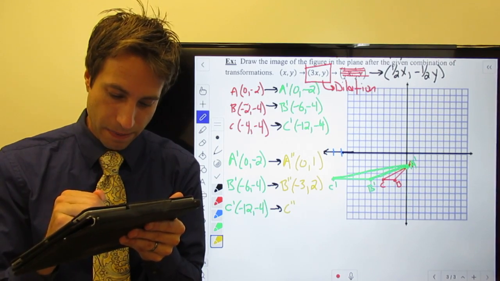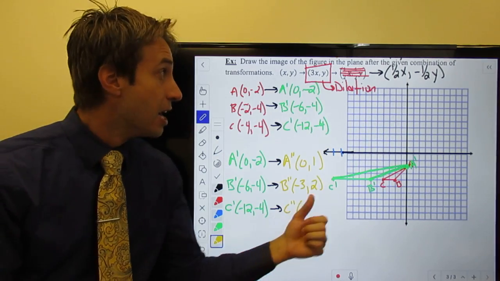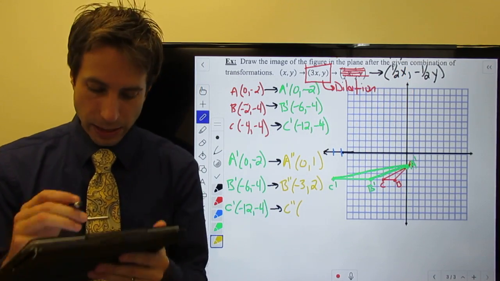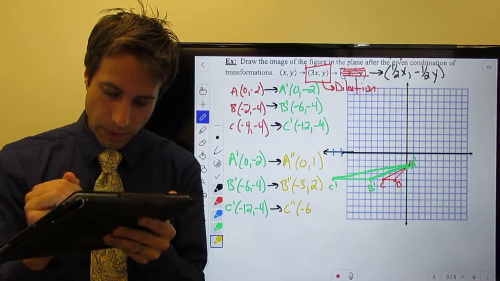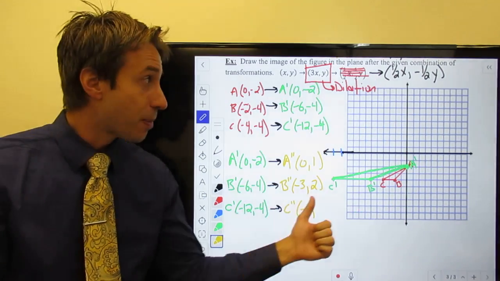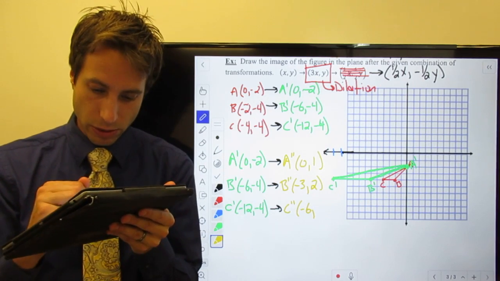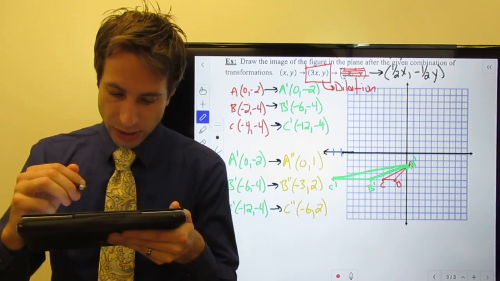Fantastic. C prime. Try really hard not to make mistakes. Here we go. Negative 12 divided by 2, minus 6. And negative 4, put it in the right spot. Negative 4, the negatives cancel. 4 divided by 2 is 2. Plot those points. Here we go.